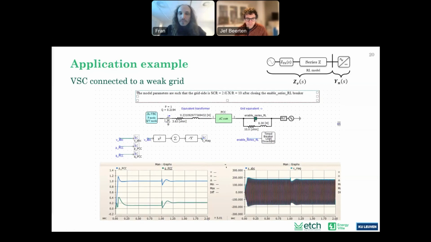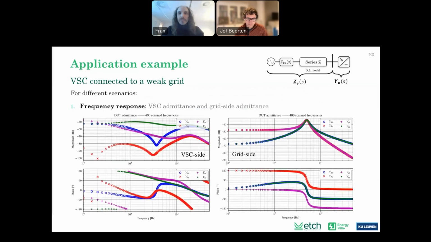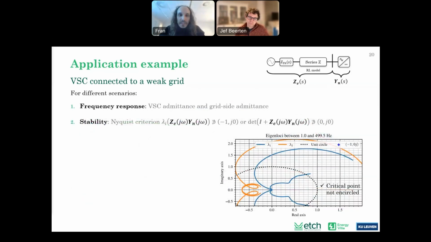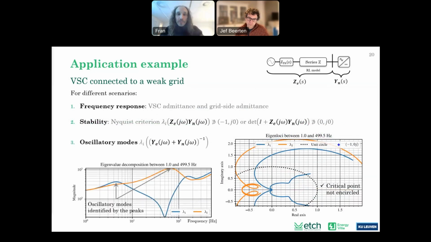And what we would like to do now is we just run the script, and what we obtain directly is the frequency response. So we obtain the frequency response of the converter side and the grid side simultaneously. In addition, we can apply the Nyquist criterion as before and observe that since the critical point is not encircled, then the system is stable. In addition, the toolbox also provides as a result the oscillatory modes. So the same thing that we did before, you can observe it directly from the output of the toolbox. And in this case, the peaks are not very sharp, and therefore these are oscillatory modes that are quite well damped.